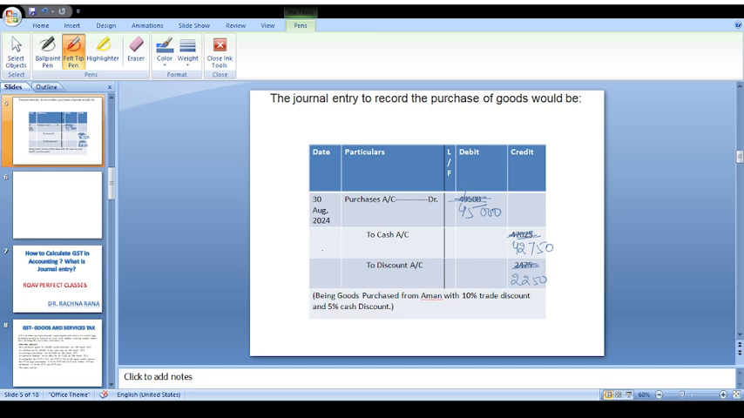You should keep in mind that cash discount will be calculated and entered in the books, but trade discount will be calculated but not shown in the books. It will only be reduced from the total purchase value, and after that only the reduced value will be entered in the books.